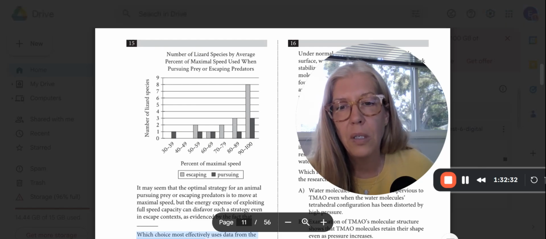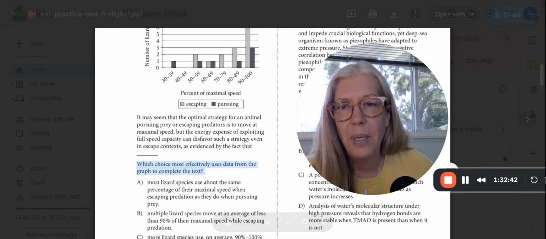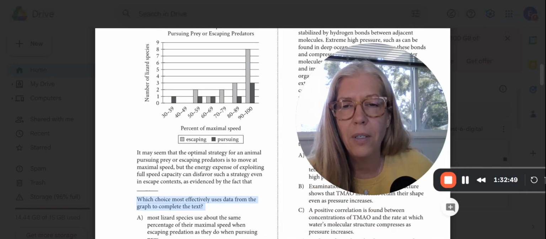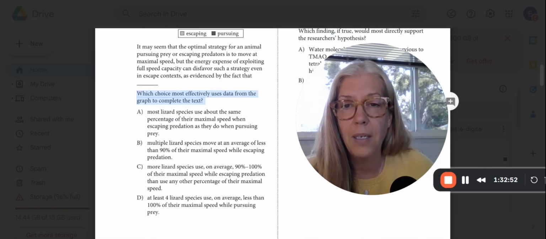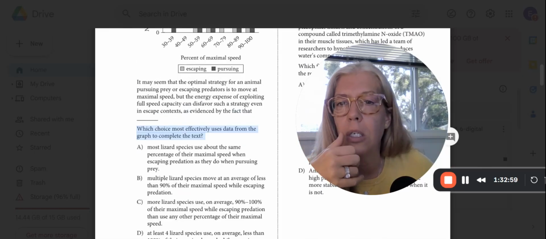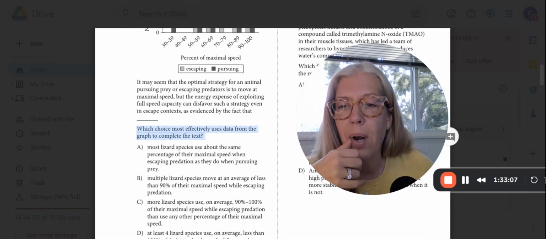Most lizard species go about the same percentage of their maximal speed. That was not the same. Maximal speed, no. 92, no. Escaping predation as they do when pursuing prey. That was very different. So no, A is incorrect based on the data from the graph. B, multiple lizard species move at an average of less than 90% of their maximal speed while escaping predation. Number of lizard species move at, it'd be 8, escaping prey.